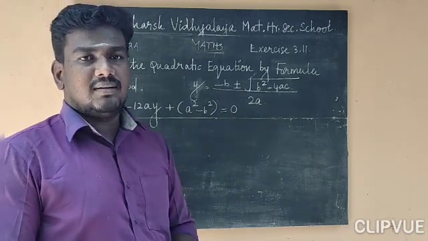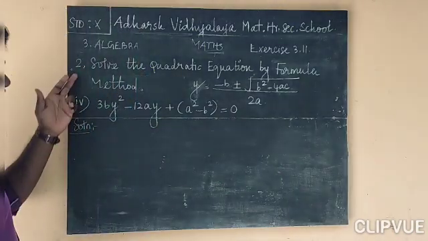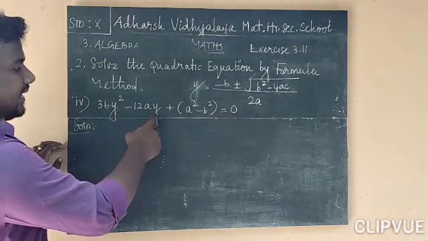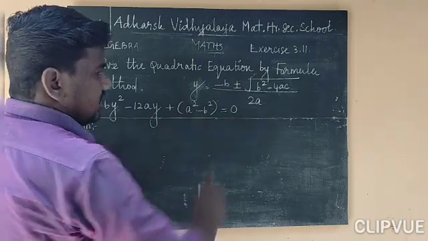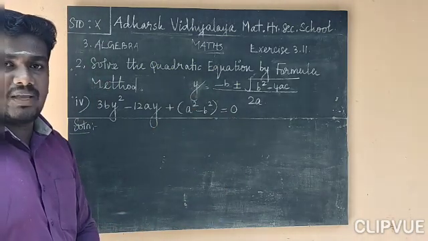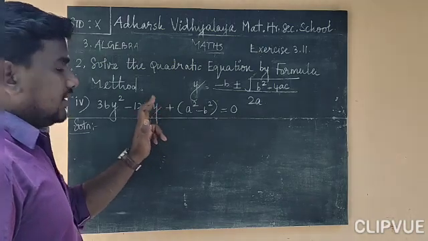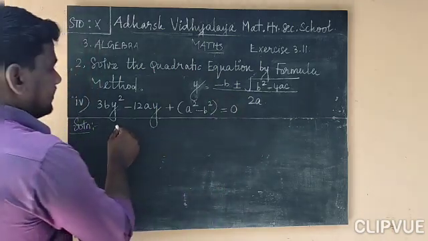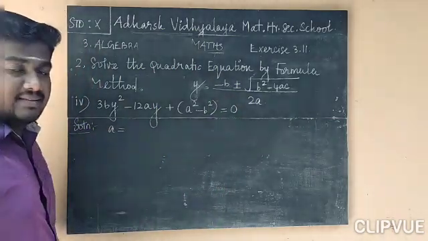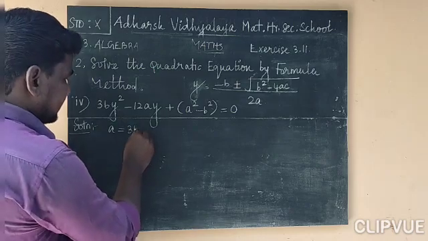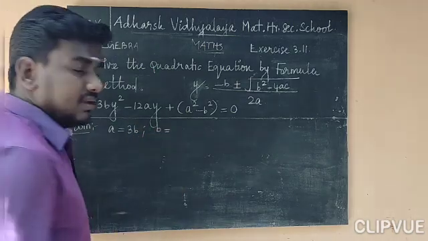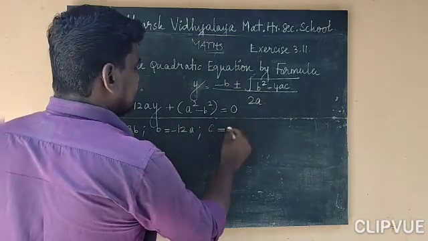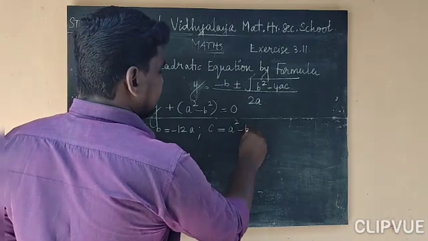Okay, let's move on to the problem. Question number 2, fourth subdivision: 36y square minus 12ay plus a square minus b square is equal to 0. This is the given question. Here the variable is y. So a is the coefficient of y square, that is 36, b is the coefficient of y, that is 12a, and c, the constant term, is a square minus b square.